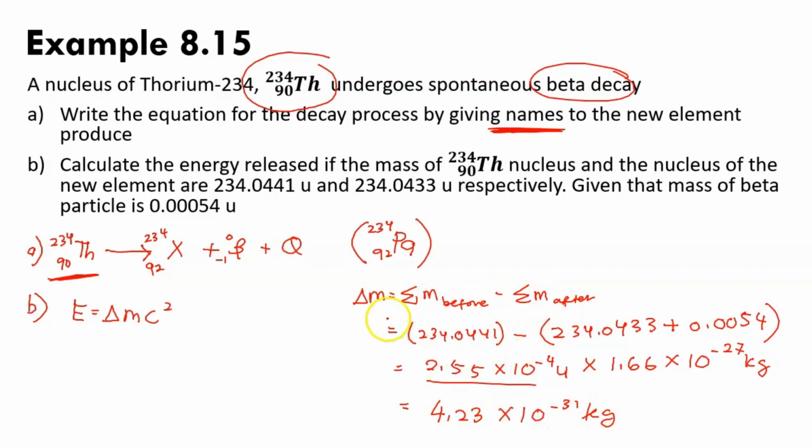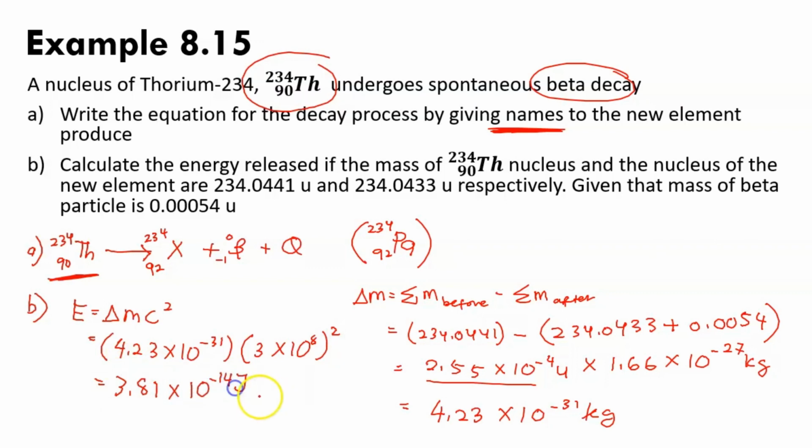When we get the value of delta m, we can substitute into the equation of E. 4.23 exponent negative 31 times the speed of light to the power of 2. So the answer is 3.81 exponent negative 14 joule. So this is the energy release, merujuk kepada Q dekat sini. Okay, Q ni adalah energy release, nilai dia adalah sebanyak 3.81 exponent negatif 14 joule. Tenaga yang dihasilkan ketika proses peluruhan tersebut sedang berlaku dan menghasilkan beta particles. Alright.